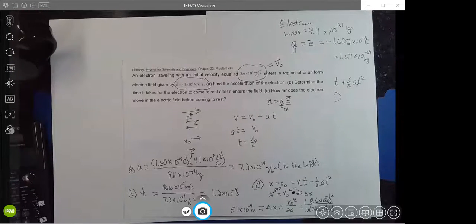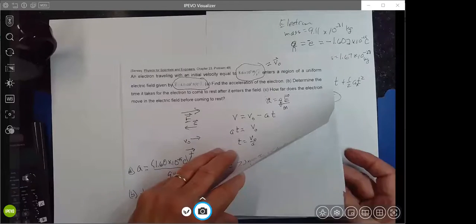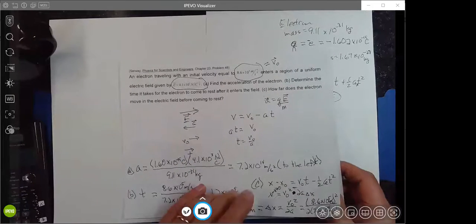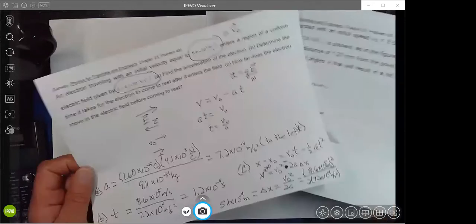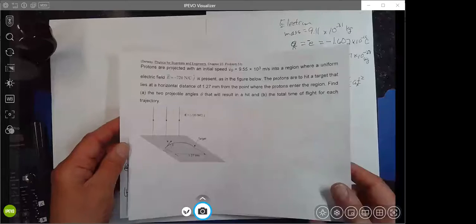Okay, any questions on that one? We're using old equations and applying them to a new situation, but still there's not a whole lot that's different from things that we might have done fall quarter. In fact, I think I did give you an electron problem fall quarter, or we did one as an example problem.